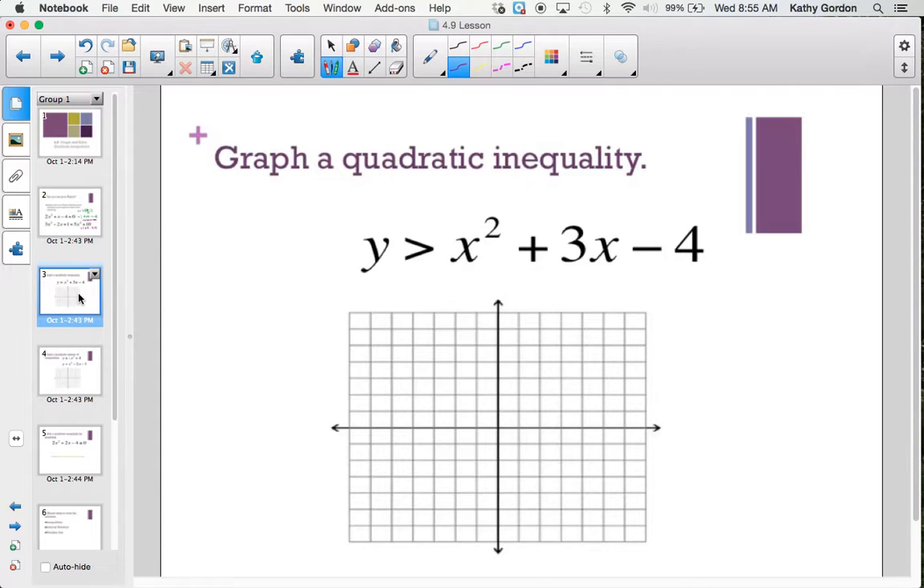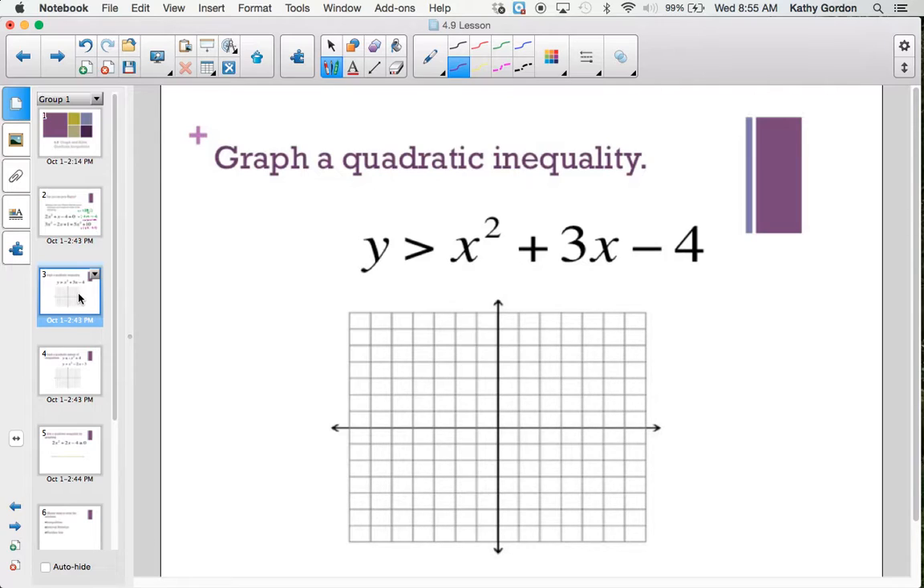On your tables, there should be a sheet that has 8 grids for graphing on each side. And this should be enough to get you through both what we're going to do in class today and then what you need for homework. So this one sheet should be enough for you to be able to graph everything you need to today.